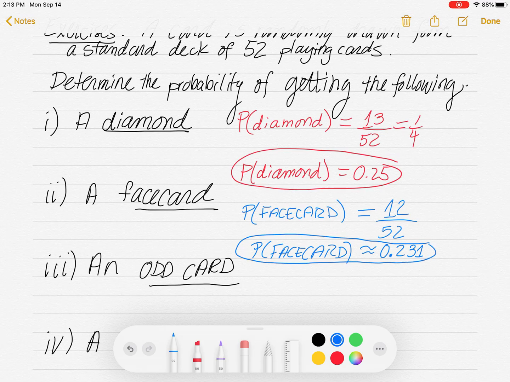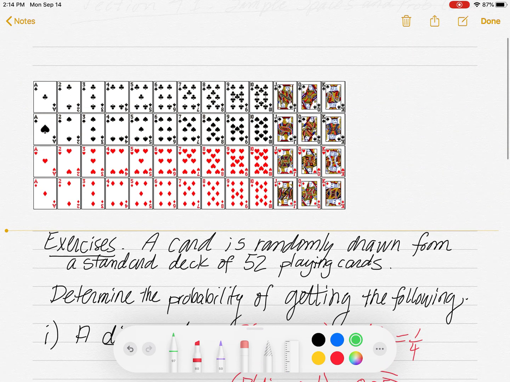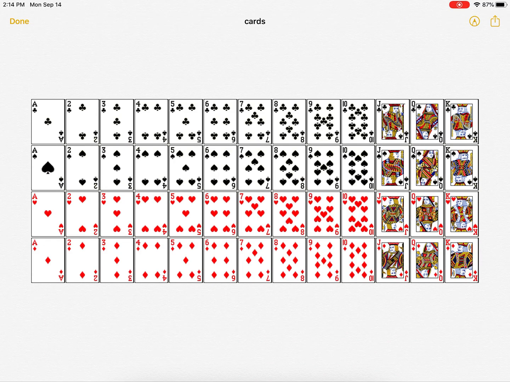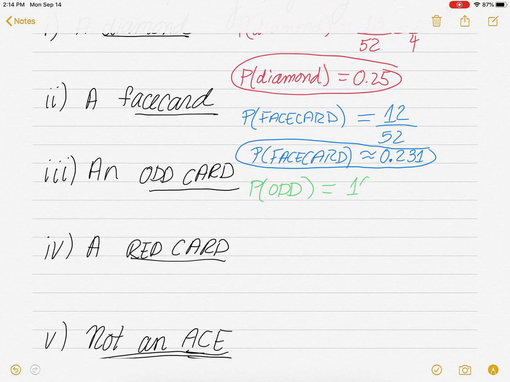And then we're doing odd cards. I want to find what the probability of drawing an odd card is. So I'm going to find out how many ways could I pick an odd card. So odd cards are like 3, 5, 7, and 9, right? There are 4 types of odd cards, and there are 4 different suits. That's a total of 16, right? 4 times 4 is 16. So 16 ways to draw an odd card out of a total of 52 cards.